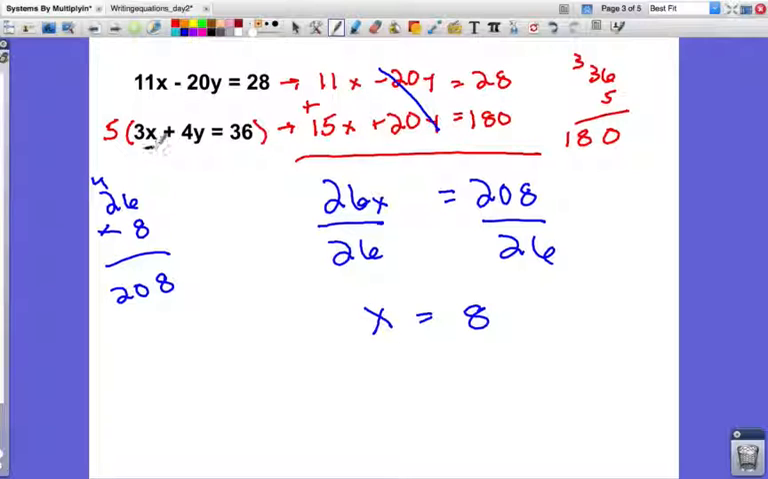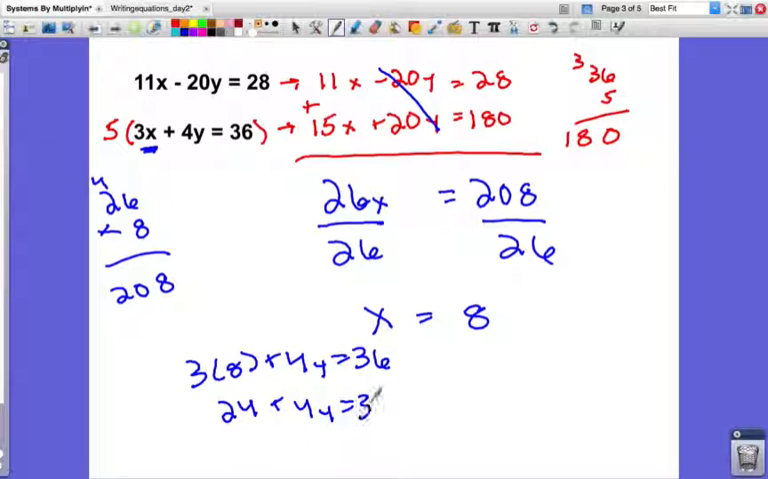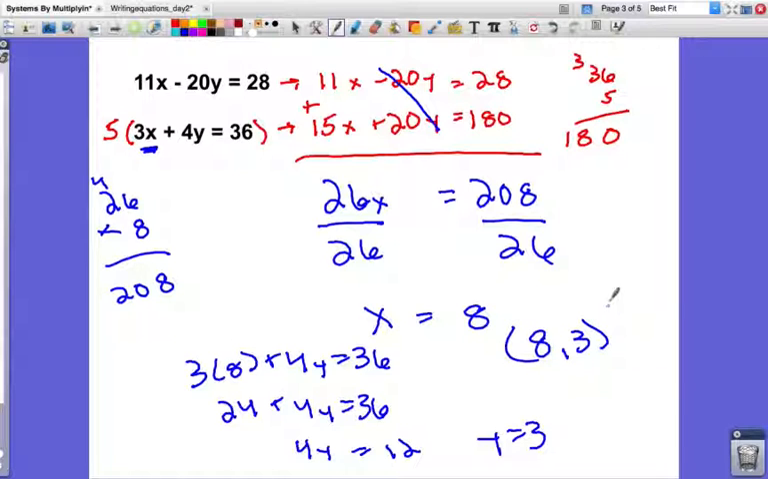Okay, I'm going to go into this original equation right here. So it's going to become 3 times 8 plus 4y equals 36. 24 plus 4y equals 36, which is going to give me 4y equals 12, y equals 3. Again, I kind of rushed that, but I know we know how to solve equations. So my solution is 8, 3.